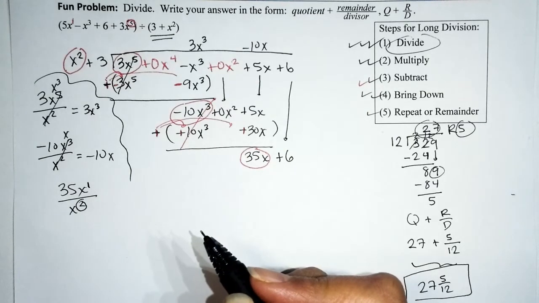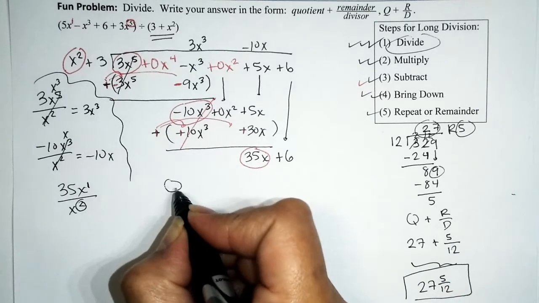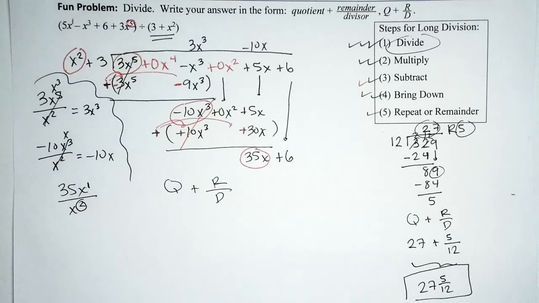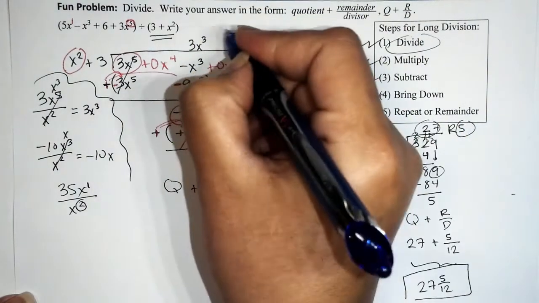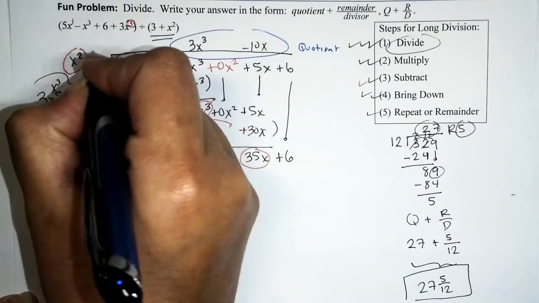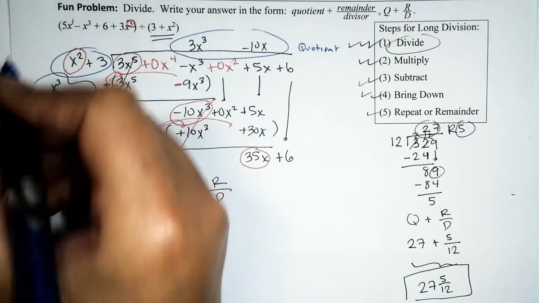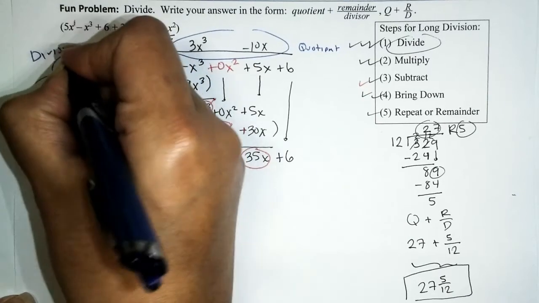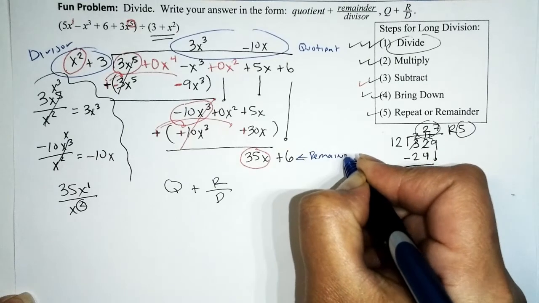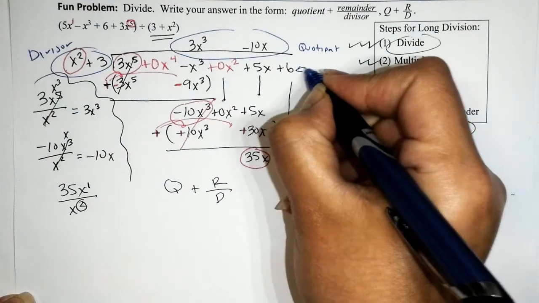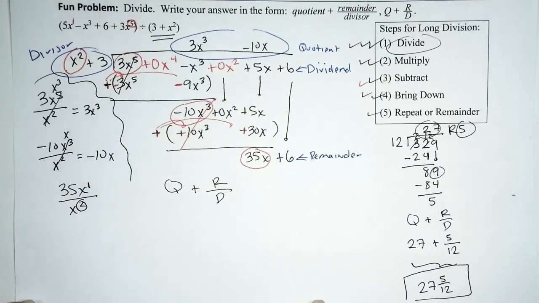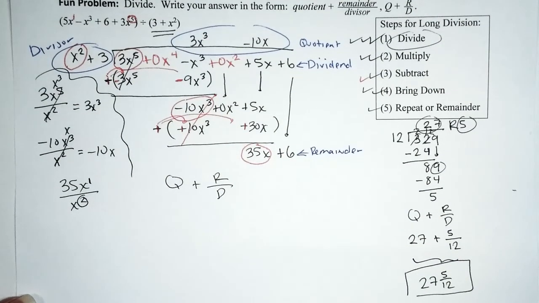Okay, so what is the answer? We are asked to write the answer in the form quotient plus remainder over divisor. So the quotient is the number of times that it goes in cleanly. The divisor is code for what you divided by. The remainder is your leftover. And although we don't need this for the answer, just for added kicks, I'm going to label the dividend. Dividend is code for what you divided into.